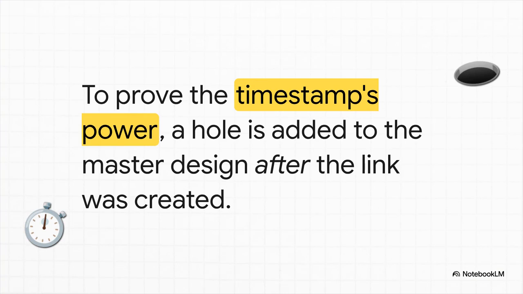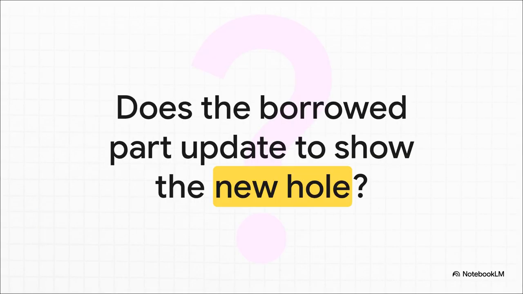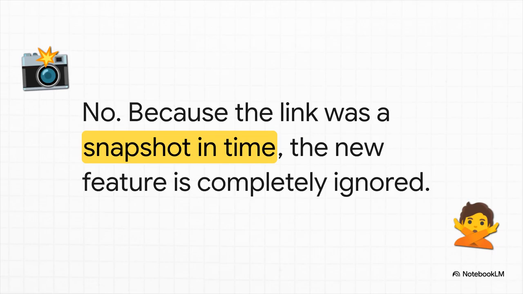All right, let's really put that fixed at current timestamp feature to the test, shall we? We're going to go all the way back to our original master file, and we're going to add a brand new feature. Let's say we drill a hole in the emblem, long after we already borrowed all that geometry. So, here's the million-dollar question. Does that new hole we just made suddenly appear in the final top insert component that we already created and modified? And the answer is a big, fat no. It doesn't show up. Why? Because our link was that snapshot in time. It completely ignores any changes made after it was created. This protects our finished component from later design tweaks that have nothing to do with it.